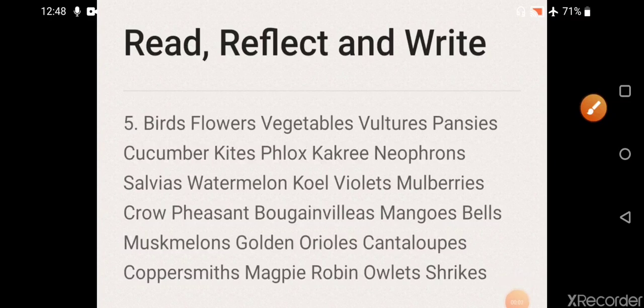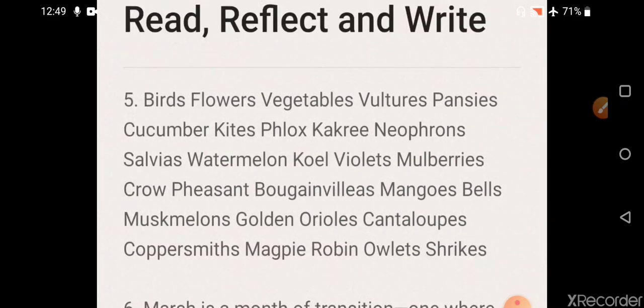Coming on to the read, reflect and write question number 5. Make a table of the names of the birds, flowers and vegetables to be found in Delhi in March as listed by the author. So the birds, flowers, vegetables: vulture, pansies, cucumber, kites, phlox, kakadis, neophons, salvias, watermelon, quail, violets, mulberries, crow, pheasants, bougainvilleas, mangoes, bells, muskmelons, golden orioles, cantaloupes, coppersmiths, magpie robin, owlets and shrikes.